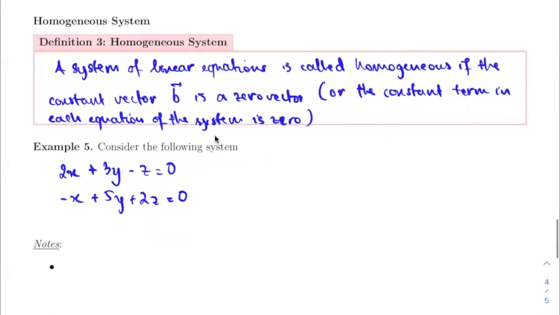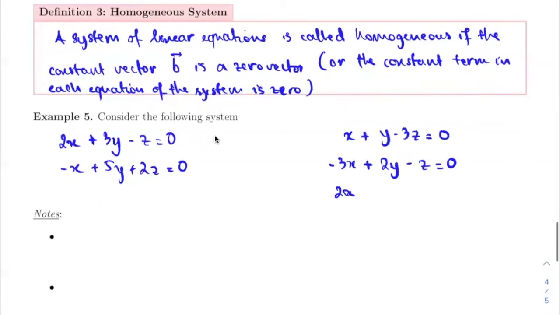Also, we can consider the system x plus y minus 3z equals 0, and minus 3x plus 2y minus z equals 0, and 2x plus y minus 4z equals 0. So this is a system of three linear equations with three unknowns. The right-hand side, or the constant term in each equation, is 0. So this is a homogeneous system.